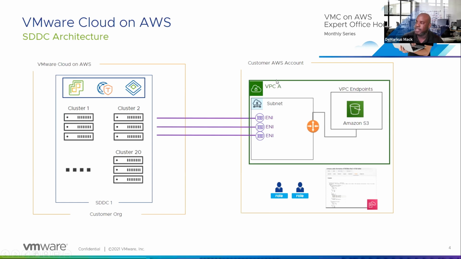This is called a VPC. If you're unfamiliar with this term, it is a virtual private cloud. And within the virtual private cloud, you can create subnets. You need subnets as a part of the VPC so that we can deploy these ENIs in when we get ready to launch the SDDC deployment.